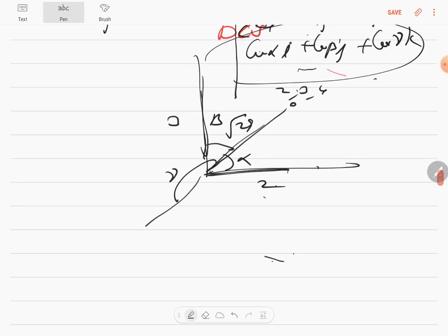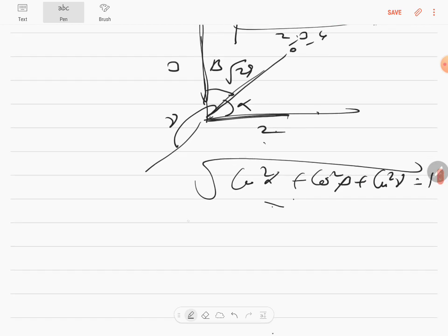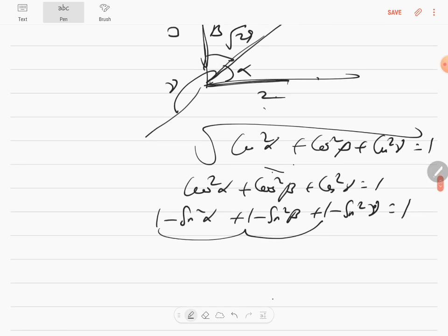Since it's a unit vector, there's this new property that you get. The squares of the components should be equal to 1. Root of cos square alpha plus cos square beta plus cos square gamma should be equal to 1. So squaring both sides, you have cos square alpha plus cos square beta plus cos square gamma equal to 1. You can also write it as 1 minus sin square alpha plus 1 minus sin square beta plus 1 minus sin square gamma is equal to 1. So then this is 1 plus 1 plus 1, 3, and 3 minus 1 is 2. Take all this to the other side: sin square alpha, sin square beta, plus sin square gamma. So you'll get the answer to be 2.